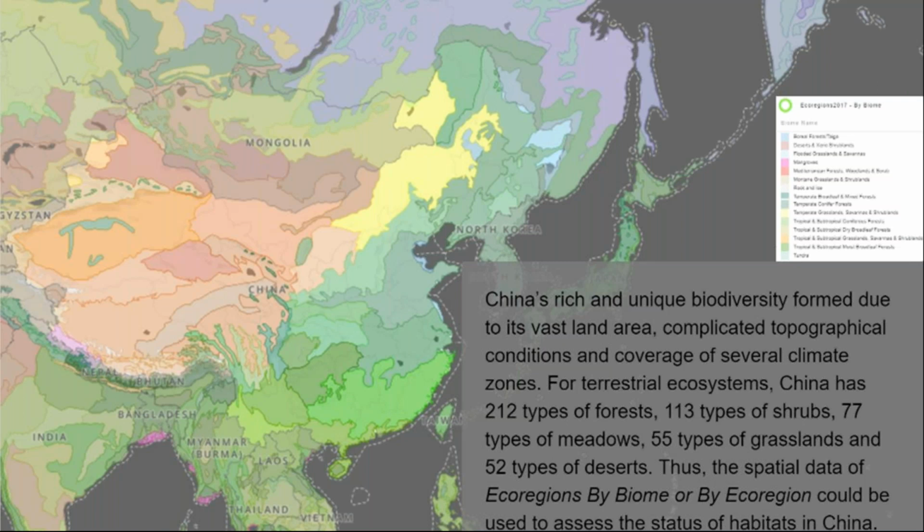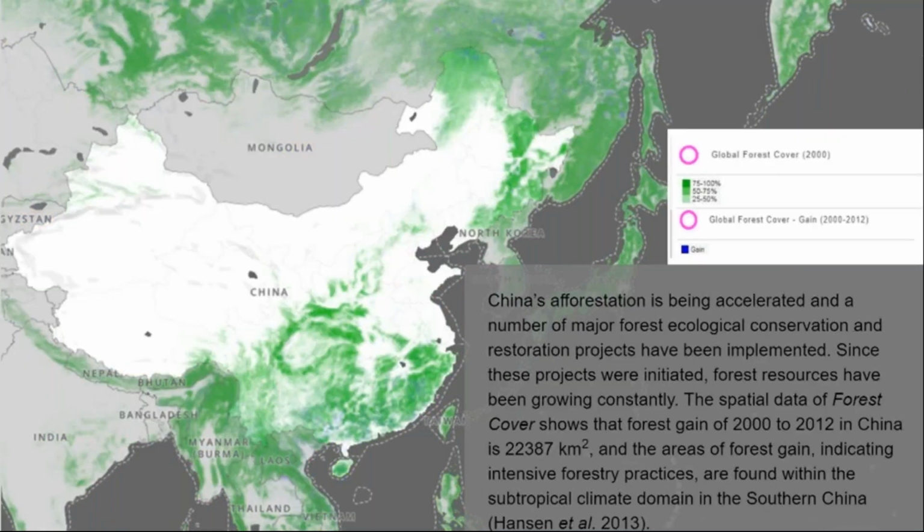human impact. China's rich and unique biodiversity formed due to its vast land area, complicated topographic conditions, and coverage of several climatic zones. China has various ecosystem types. From a long-term monitoring perspective, the spatial data of ecoregions is essential to assess their habitat status. Next slide, please.